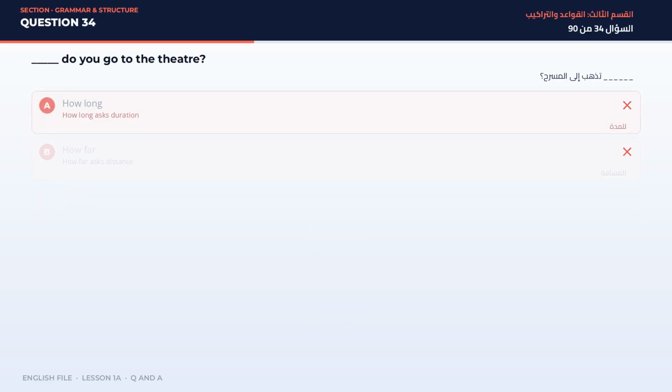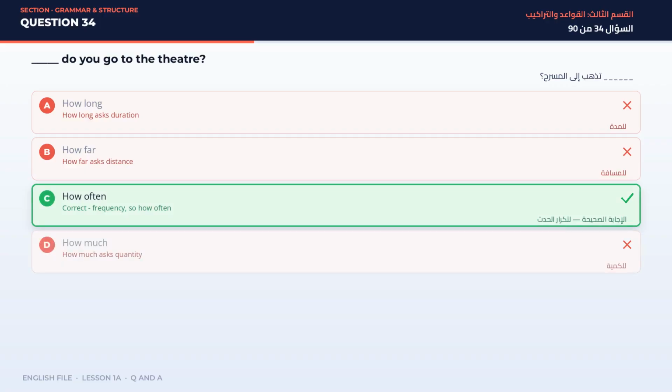The answer is C. How often? Frequency, so how often? Not A. How long asks duration. B. How far asks distance. D. How much asks quantity.